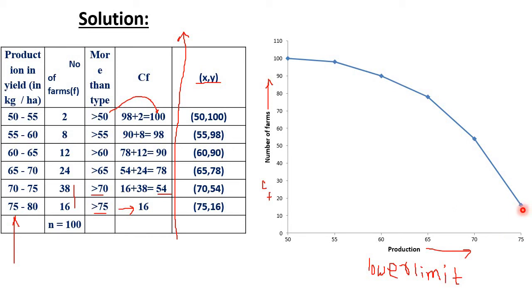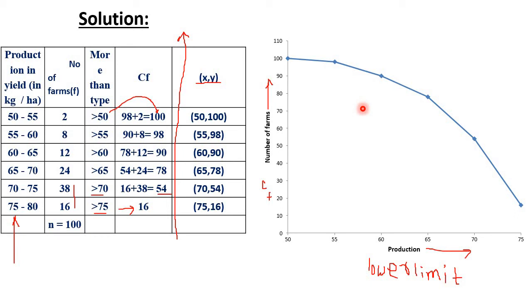Now first you mark the points, then join all the points by using a smooth curve. If you join all these points, then you will get a smooth curve. So this is called more than type of ogive.